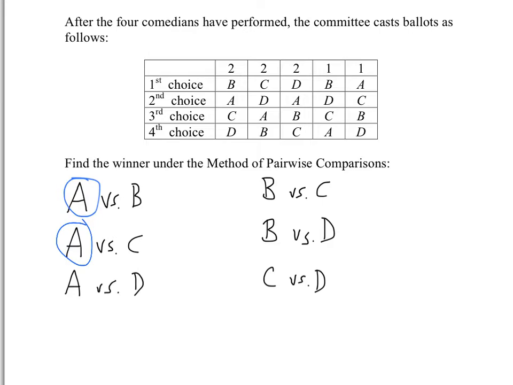Anne versus Dave works out a little bit differently. There are 1, 2, 3, 4, 5 voters who rank Dave higher than Anne, so Dave wins this head-to-head competition. Bob versus Claire. In the case of Bob versus Claire, Bob has 1, 2, 3, 4, 5 voters who rank him higher, and Claire only 3 who rank her higher, so that makes Bob the winner there.